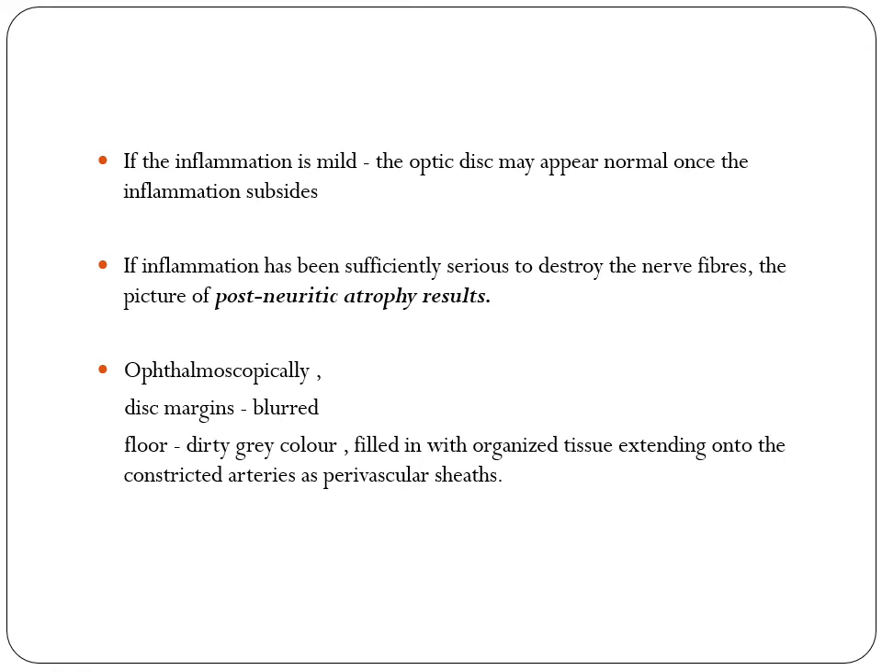It will be filled with organized tissue, gliosis. The floor of the disc in the center will be filled with dirty grey colored organized tissue extending onto the constricted arteries as a perivascular cuff. Normally, you know, in the center of the disc there is a cup. So this cup gets obscured or filled out because of the reactionary gliosis in case of post-neuritic or secondary optic atrophy.